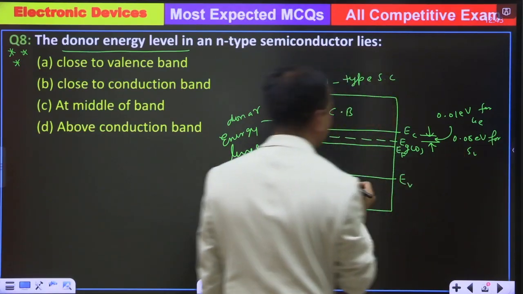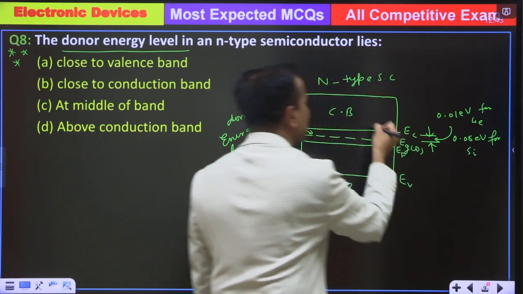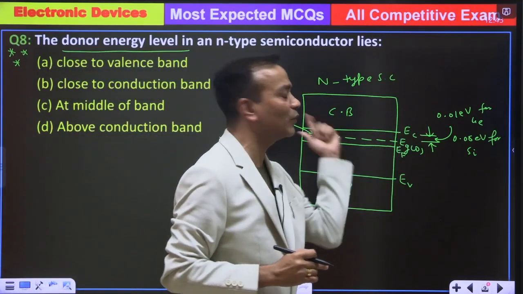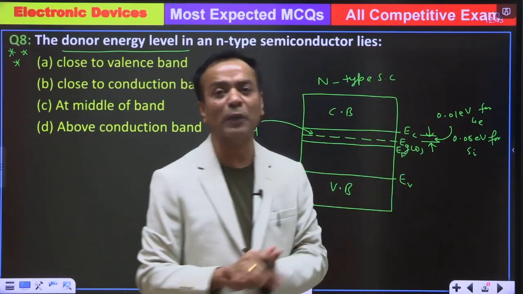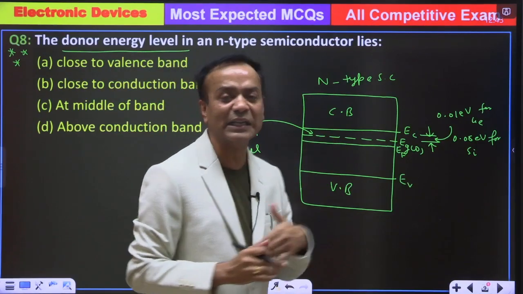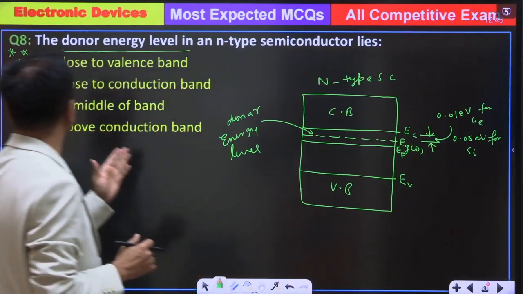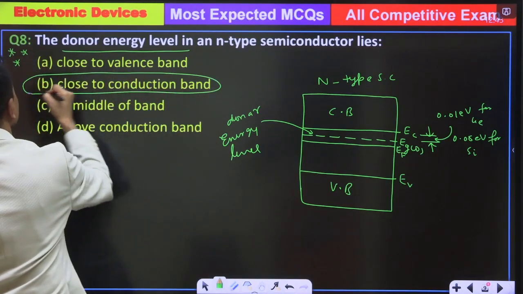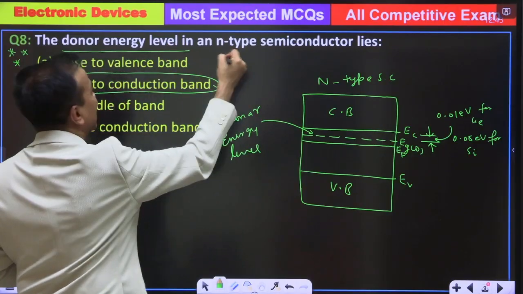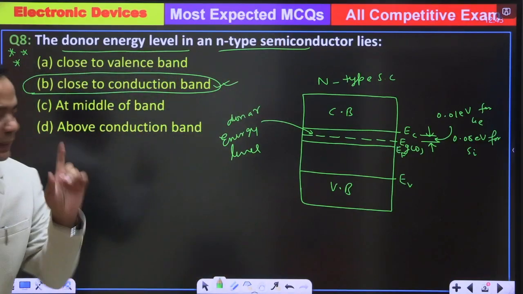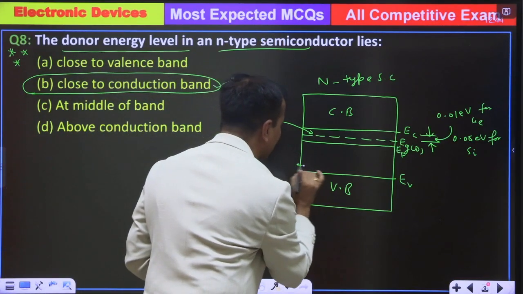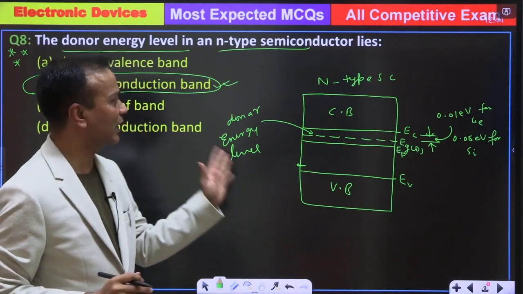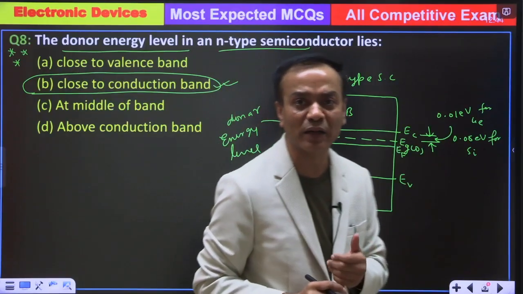So what I can say here is, this donor energy level lies just below the conduction band by 0.01 electron volt in the case of germanium as a host material, and 0.05 electron volt if silicon is used as a host material. So it is very close to the conduction band. So option B is the right answer for this question. For a P type semiconductor, the acceptor energy level lies near the valence band. You can make a note of that in your notebook. So here we learned about two questions, one for the N type, another for the P type.